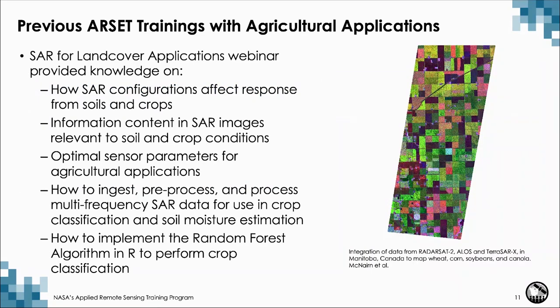The webinar provided knowledge and applications on how SAR configurations affect response from soils and crops. The webinar provided information on the content in SAR images relevant to soil and crop conditions. Optimal sensor parameters for agricultural applications were discussed, as well as how to ingest, pre-process, and process multi-frequency SAR data for use in crop classification and soil moisture estimation. Finally, we showed how to implement the random forest algorithm in R to perform crop classification.